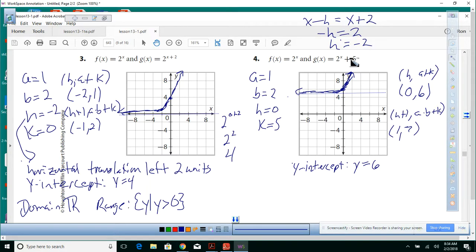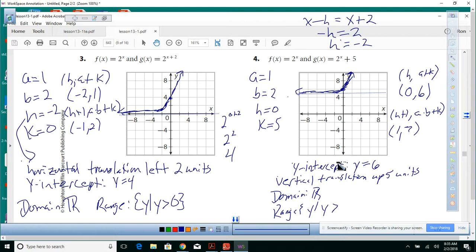And then this 5, that is going to be a vertical translation up 5 units. And then our domain will be all real numbers. And the range is going to be y such that y is greater than, a is positive, so it's greater than, and k is 5, so y greater than 5. And there we go.